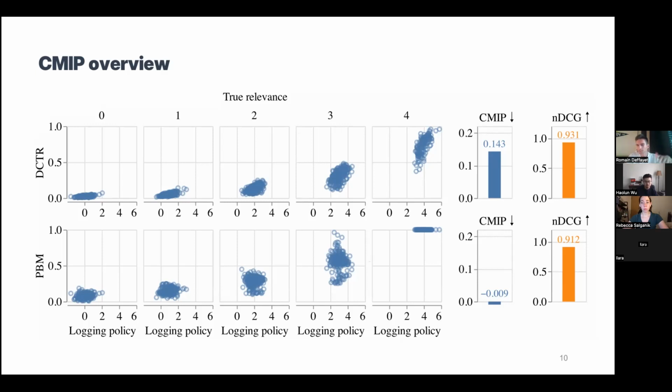Also, you can see here that being debiased is not enough, because a random model, for example, is completely uncorrelated with the logging policy, and yet it's a random model, so it's bad. So you need both debiasedness and quality of the orderings. If you have at the same time a high NDCG and a low CMIP, then you know that you have a very good model.